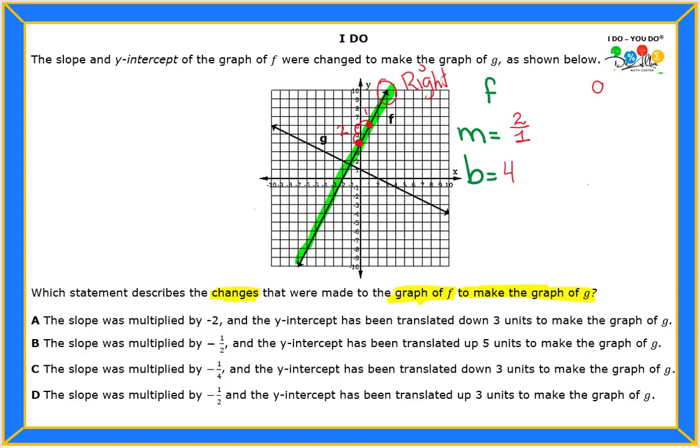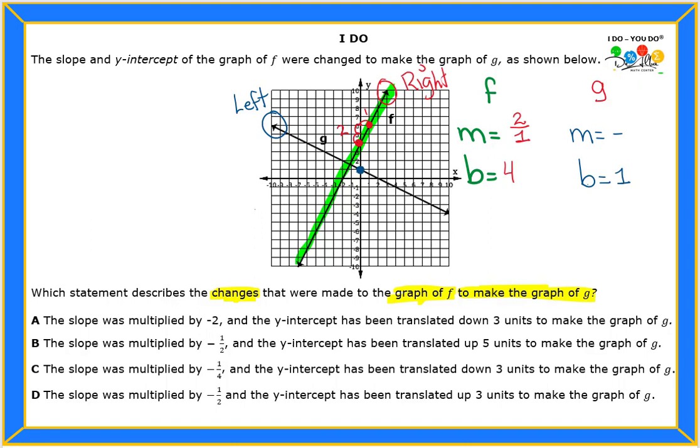Now let's check on g. So the first thing I need to find, of course, is also the slope and the y-intercept. Okay, so again, the y-intercept is an easy one for all of us because it's the point that is crossing the y-axis, and that is at +1. Okay, what about the slope? Well, I can tell that the slope is going to be negative because the line is pointing towards the left. So my slope is going to be negative for sure.